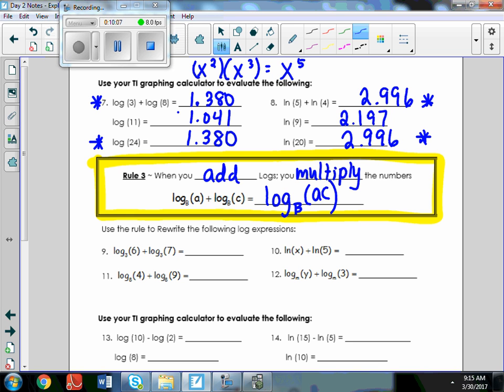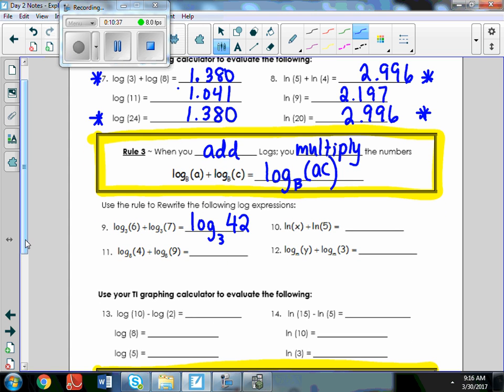So you'll take a minute and use that rule to rewrite these. Okay, maybe let's do one together. What would the first one be? Log base 3 of 6 plus log base 3 of 7. So I can rewrite it using log base 3 one time. And what's the new number when I put them together? 42, because you're multiplying the 6 and the 7. Very good. So you'll try to finish those up on your own, and then we'll check to see how you did.